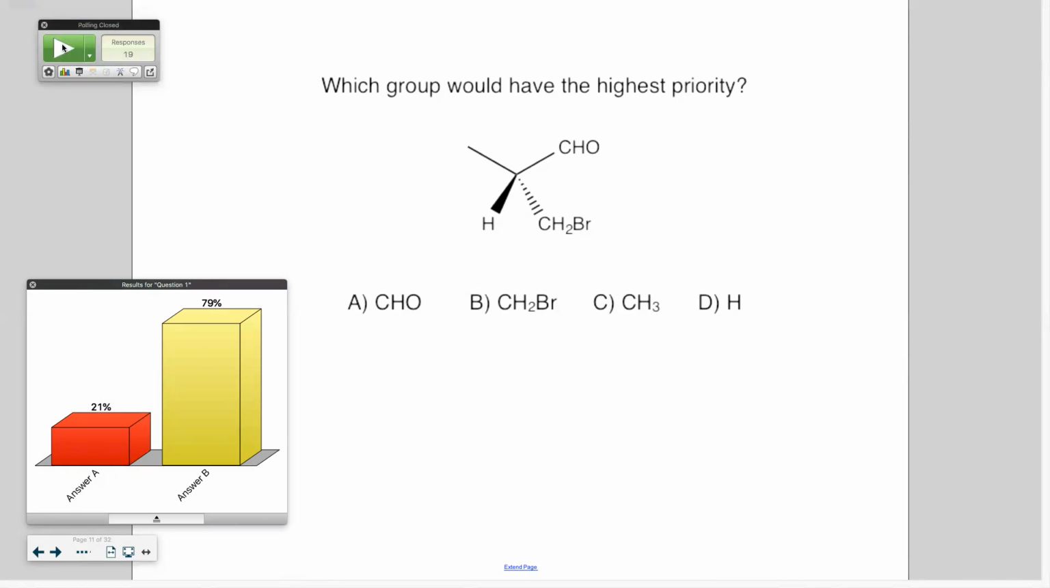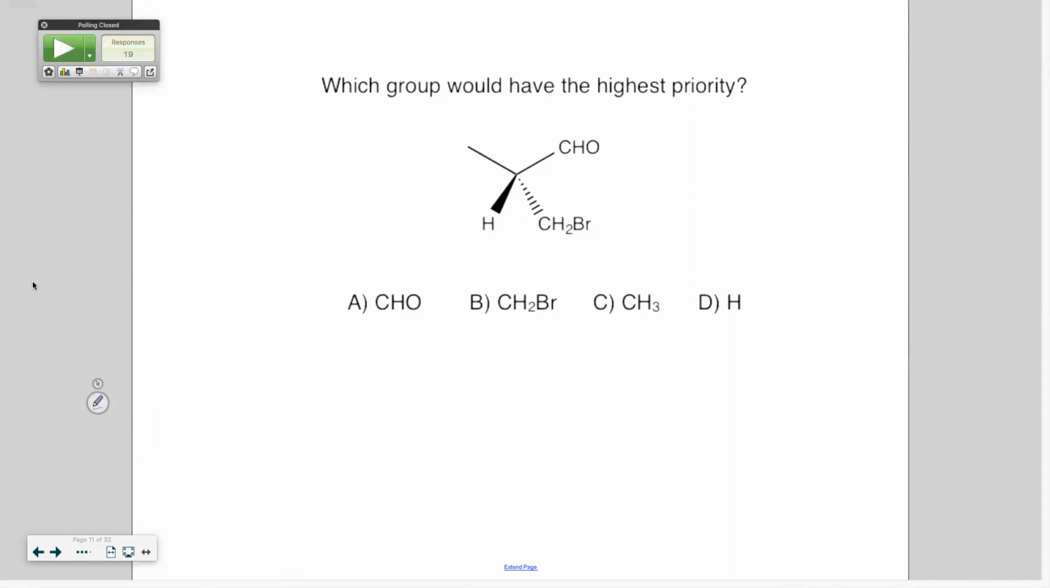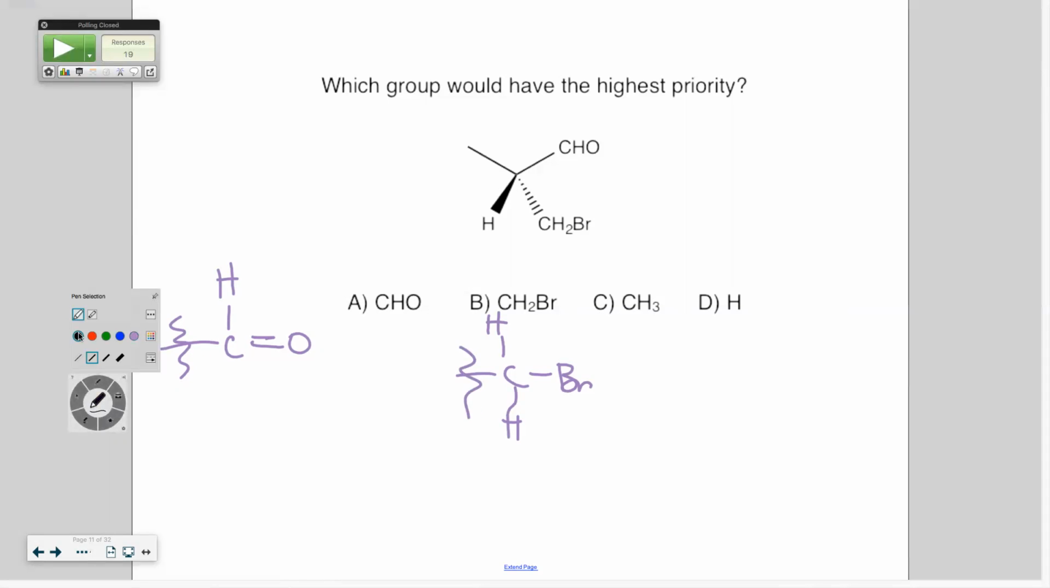All right, it's either A or B. I would consider that a good way to, you know. All right, so we've got C double bond O H. Okay, and here we've got C H H. So when you go one step away, we've got C's. We actually have 3 C's, right? Okay, then what do we do?